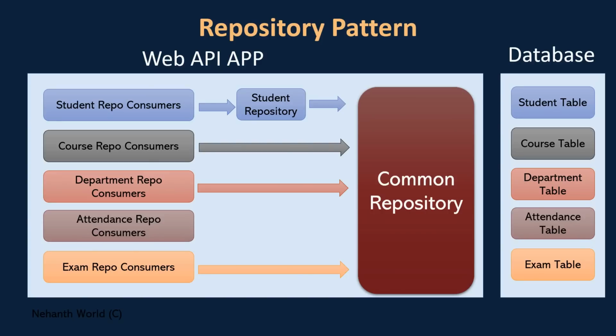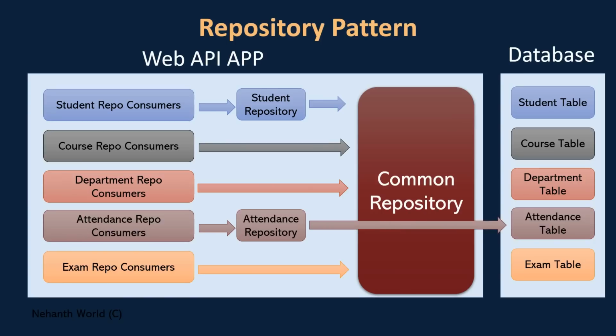Okay, one more scenario. Let us take the attendance table. For the attendance table, if you want to build an attendance repository and directly call the database without inheriting the common repository, what happens in this case? Let us see. This common repository has CRUD operations, right? Not only CRUD operations, inside this common repository you can also put stored procedure execution and all. We are going to add that in future. For now, we have implemented CRUD operations inside this common repository.